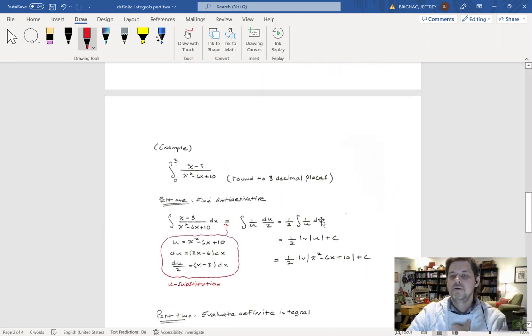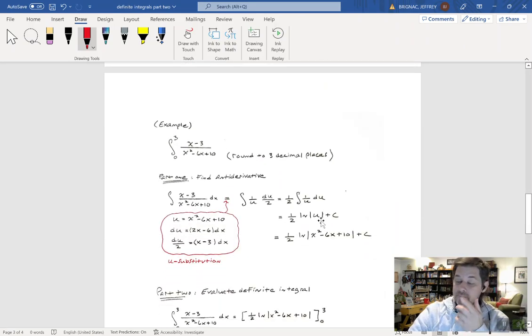Okay, let's try one more. So here goes. This one is the definite integral from 0 to 3 for this. Whoops, I forgot something.